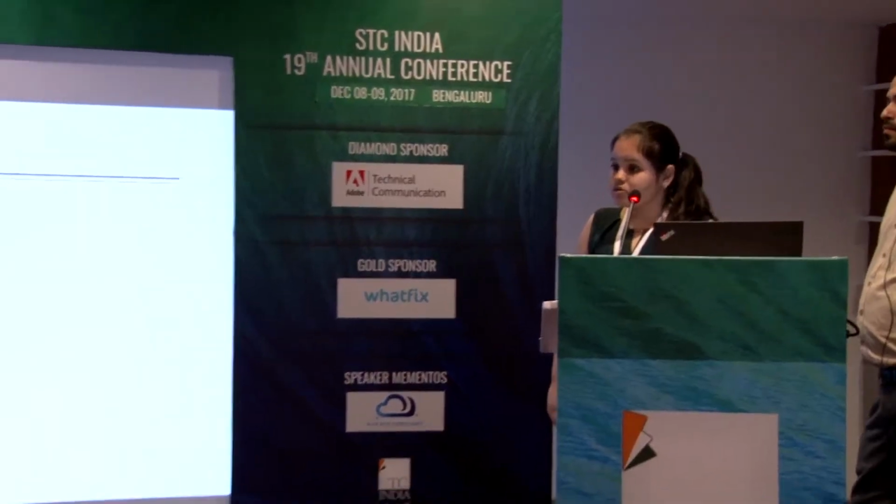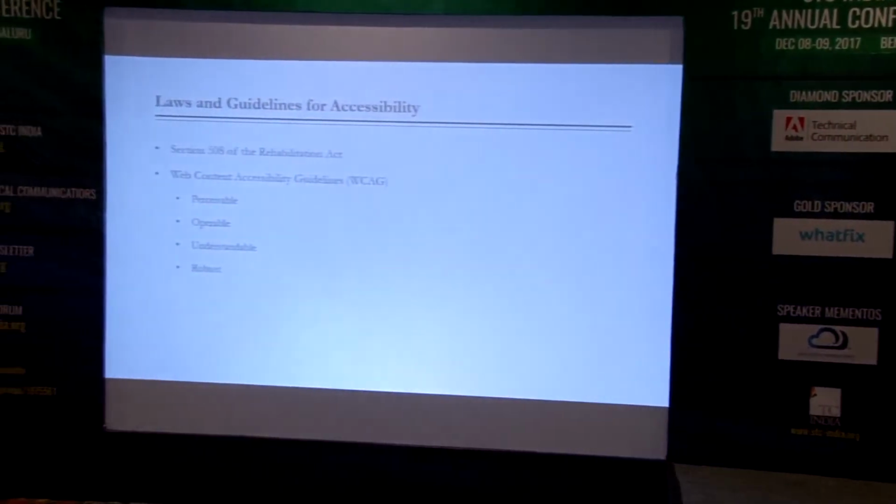Also, web content accessibility guidelines are the guidelines laid down by the World Wide Web Consortium, that is the governing body of the web. These guidelines are the basis of accessibility laws in many countries. Even India follows those. So these guidelines are based on the 4 principles.